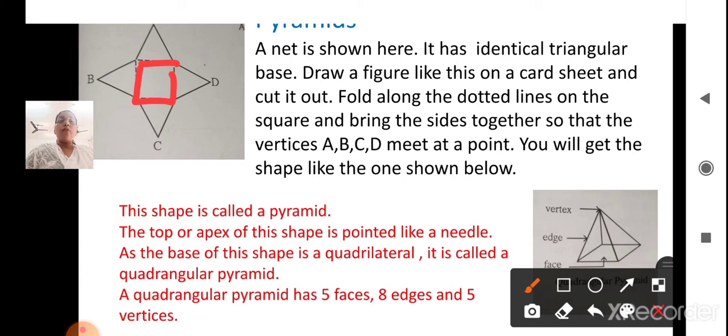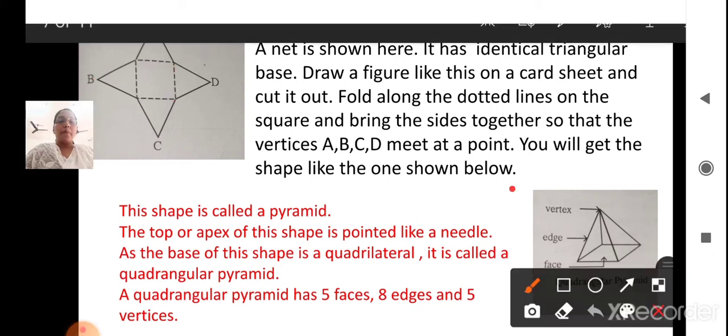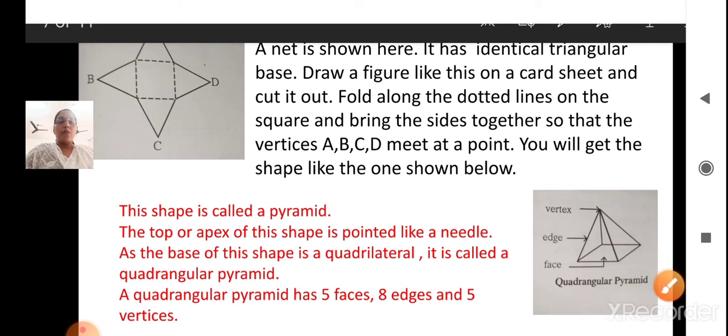Okay, you are going to fold along the dotted lines and bring the sides together so that the vertices A, B, C, D meet at one point. Okay, they should meet at one point. You try this activity at home, you will get this shape. Can you see this shape? Yes, this is the shape you will be getting. You can see it on my screen, which is written as quadrangular pyramid. Okay, this is a shape of a pyramid. You have to do this net activity and then you will get this shape, that is quadrangular pyramid.